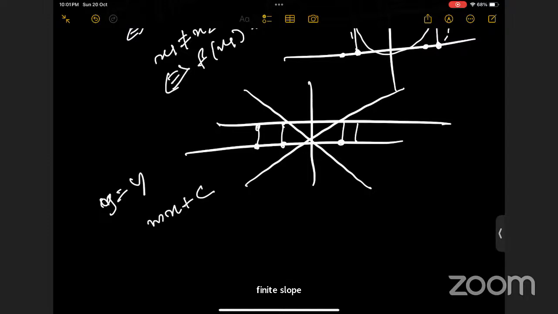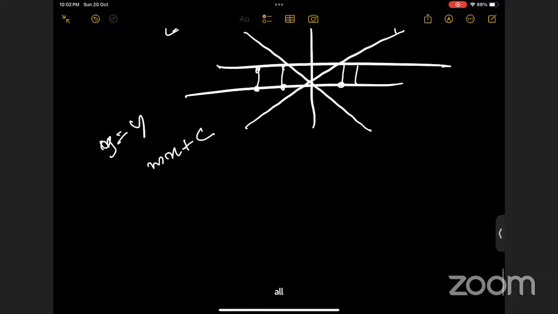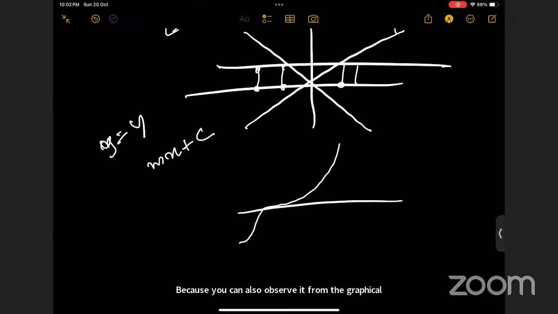I'm observing that all the odd polynomials are one-to-one: 1, 3, 5, 7. Yes, because you can also observe it from the graph. Odd polynomials don't have turning behavior like that, while even polynomials do. So odd polynomials are naturally one-to-one.